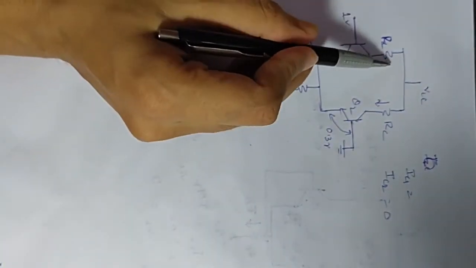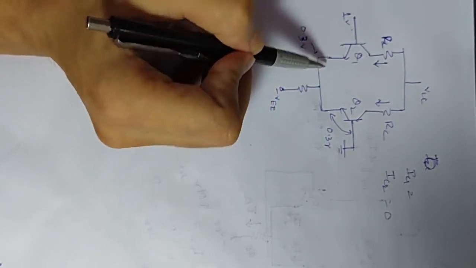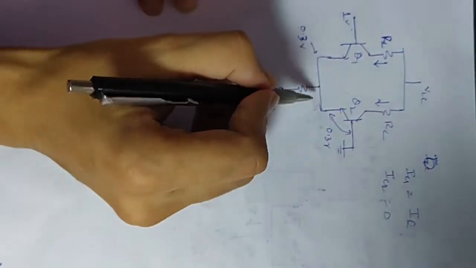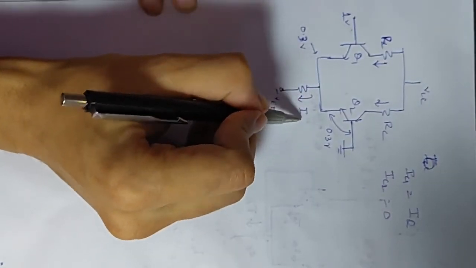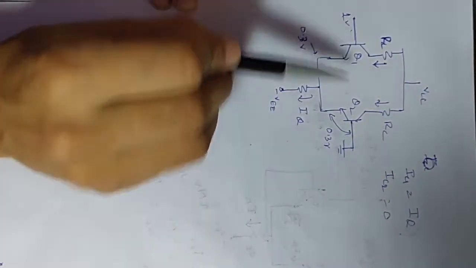As a result, the rest of the current, that is the total current, will flow through this branch. And that is IQ, only IQ. And this current will be IQ. So that's how this differential pair will work.